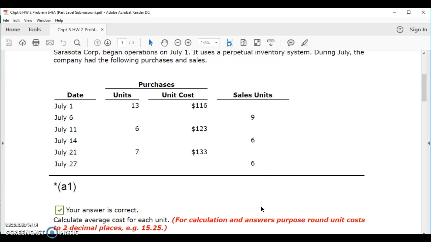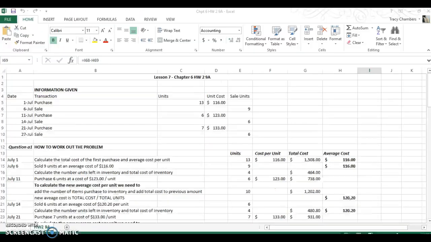The easiest way I found to do this was to take this information into Excel. So I transcribed all the information from there right here in Excel, so I had everything on one page. And this is the breakdown of how we calculate the answers.